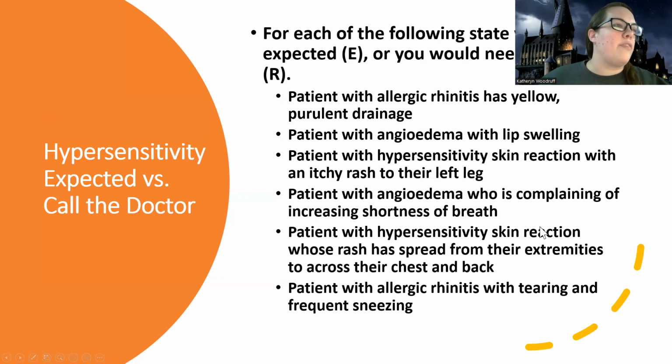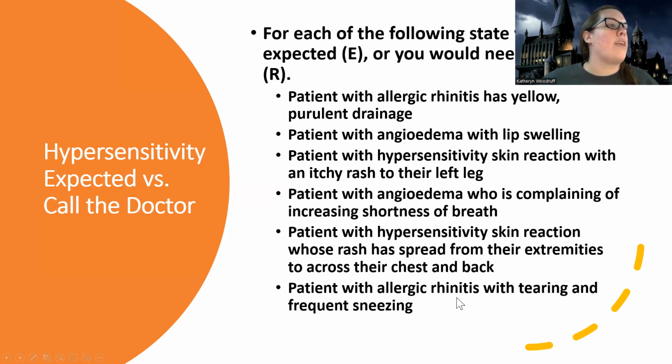Patient with hypersensitivity skin reaction. So again, an allergic reaction on their skin whose rash has spread from their extremities to across their chest and back. Well, it looks like they had a rash, which is expected for a hypersensitivity skin reaction, but it's not expected for their rash to spread, especially not from just their extremities to all across their chest and their back. So it seems like this is getting worse. This will be another time we probably need to call the physician or report this.